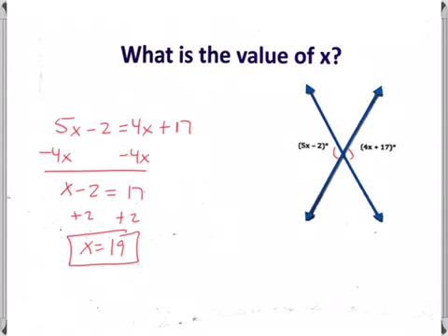Now that I know what x is, I could just plug it back into both expressions. And doing so, I get that the angle on the left is 93 degrees. And then when I plug it into the angle on the right, we get 93 degrees as well.